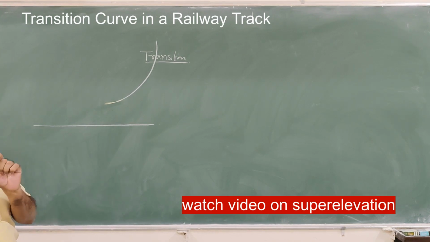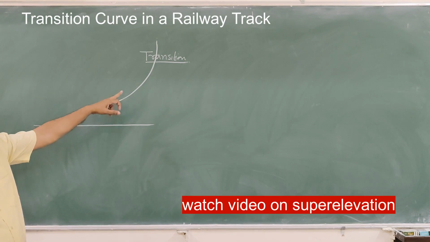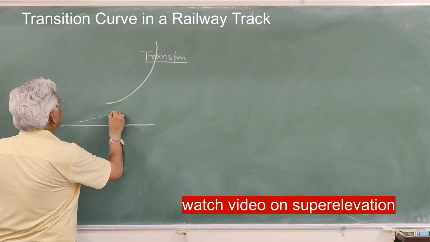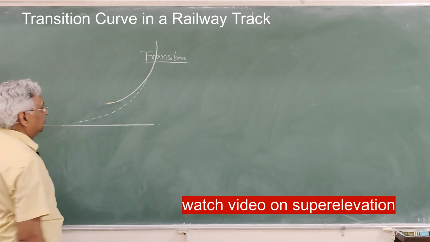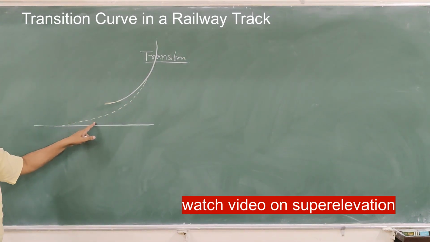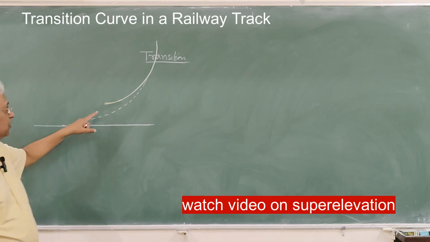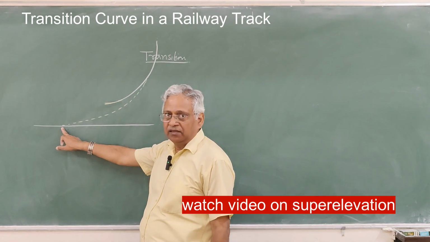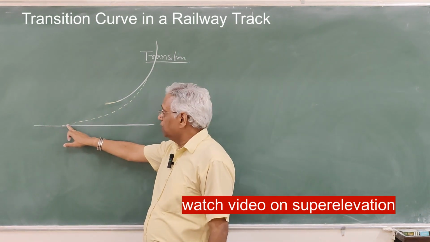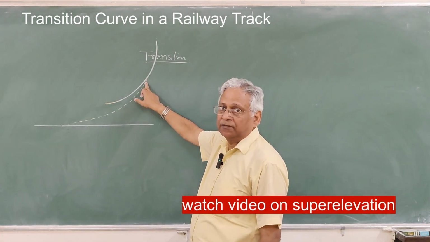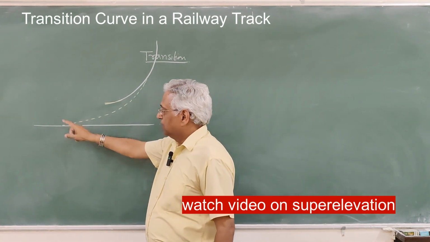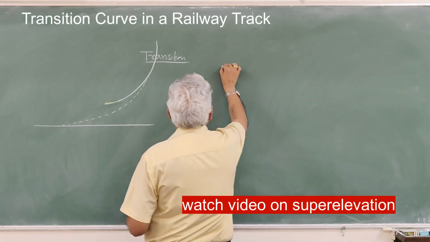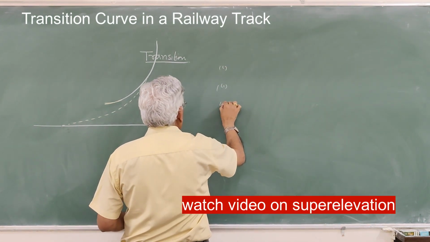And therefore, to provide a smooth entry from a tangent track to a circular curve, a curve is introduced between the tangent and the circular curve, and this is called the transition curve. The idea of introducing a transition curve is to have a smooth entry of the train from its tangent point to the circular point here. And therefore, the objectives of providing a transition curve are number one, number two, number three.